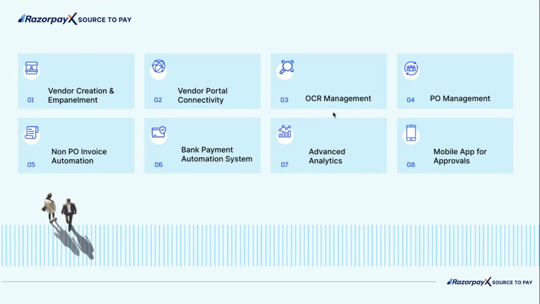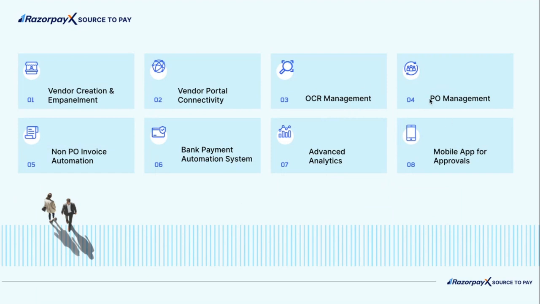इसका मतलब है कि if you have a receipt, you can just scan that receipt or upload that receipt on source to pay and it will read. OCR is optical character recognition. So we will be able to recognize the details in that invoice and auto populate this in your ERP.